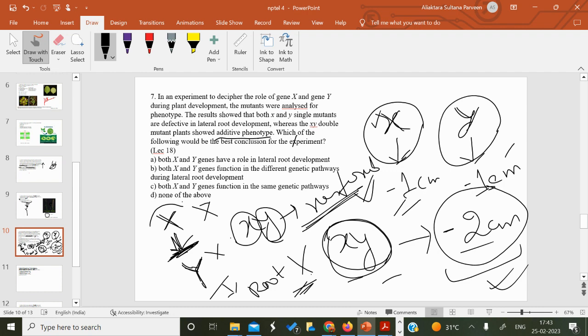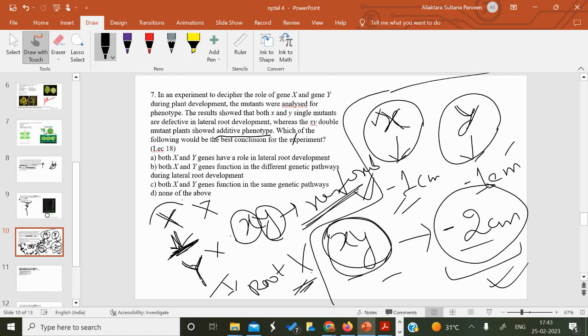But what is different here is that the two genes are working in different pathways, and when they come together you see something additive: X has some contribution, Y has some contribution, but nothing interacted; there is no interaction between them. So from here, let's see what the answer would be. The options are: both X and Y genes have a role in root development, or both X and Y genes function in different genetic pathways during lateral root development, or both X and Y genes function in the same genetic pathway, or none of the above.